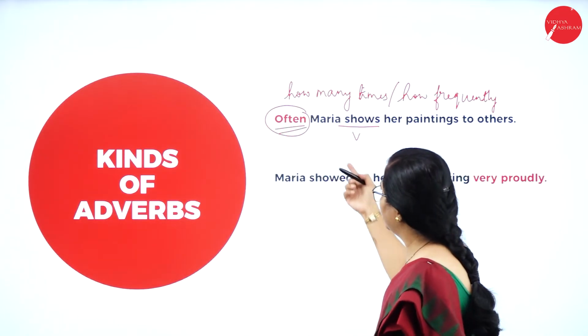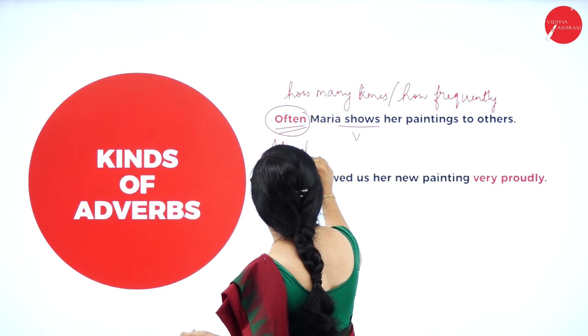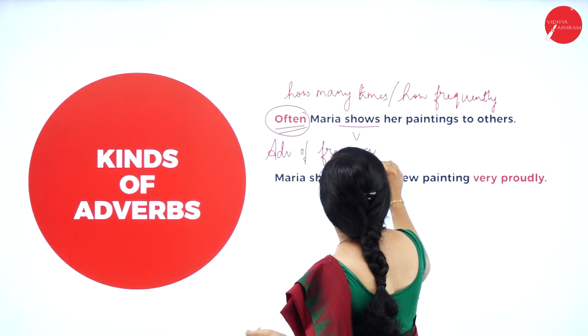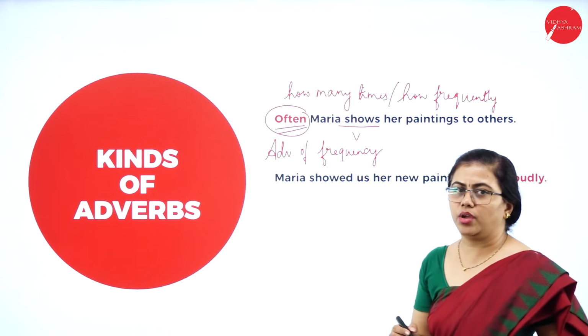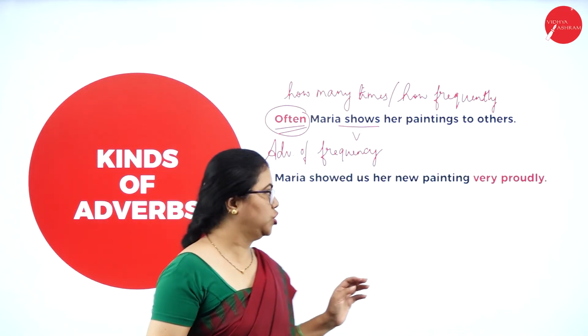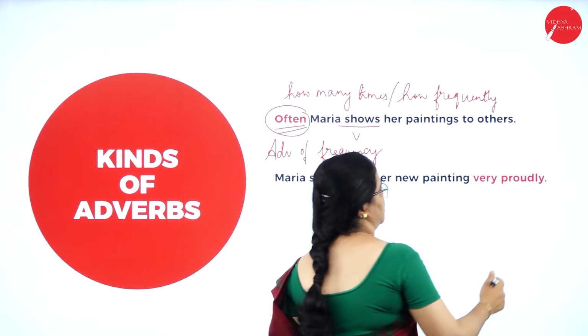Okay, so the word that tells us about the frequency is called an adverb of frequency. Okay, so this comes under adverb of frequency. At last, we have another adverb, that is, Maria showed us her painting very proudly. Okay, we have two adverbs here.